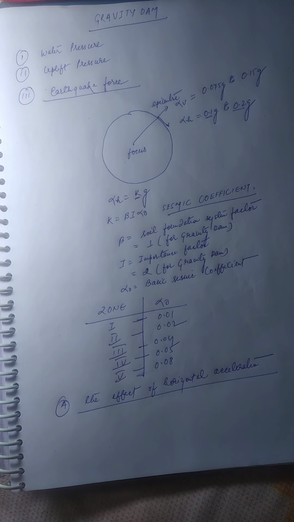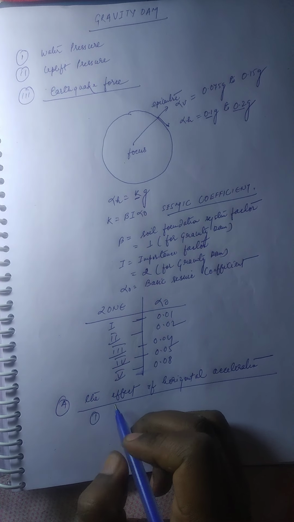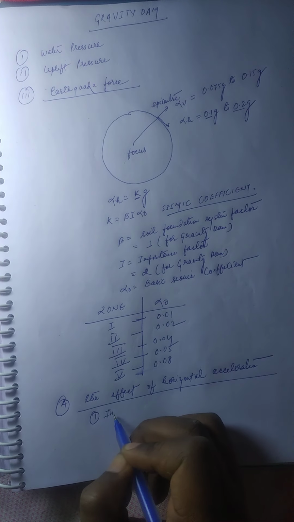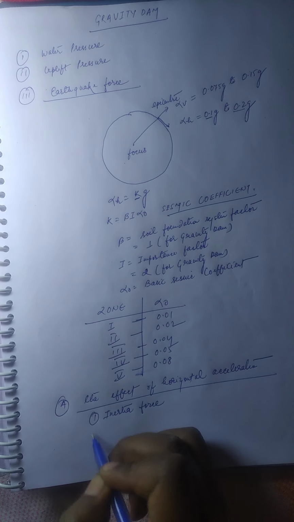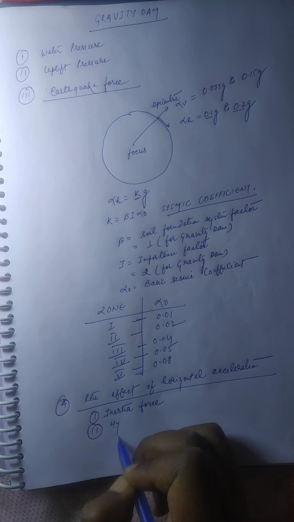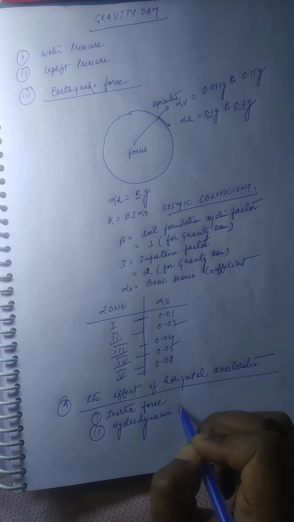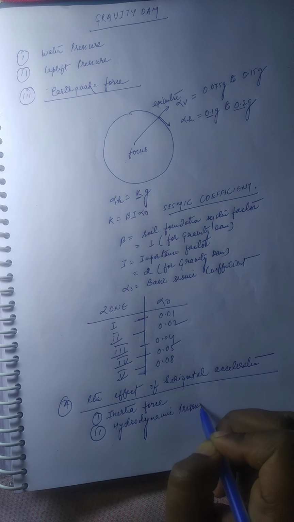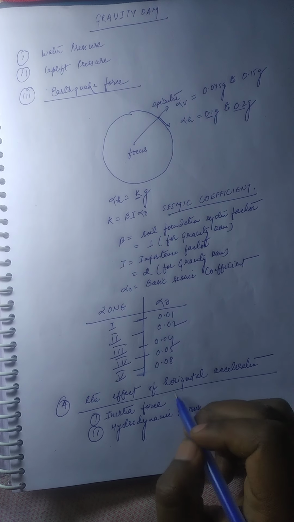The horizontal acceleration affects the dam in two ways. The first one is the inertia force, that is, the inertia of the gravity dam. And number two, the hydrodynamic pressure. This inertia force affects the stability of the gravity dam.